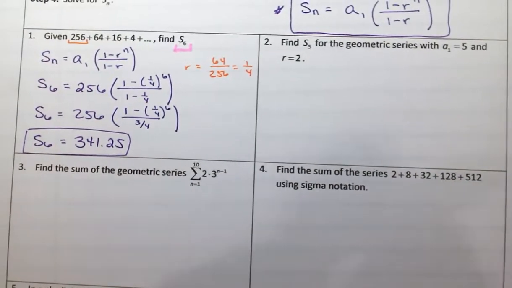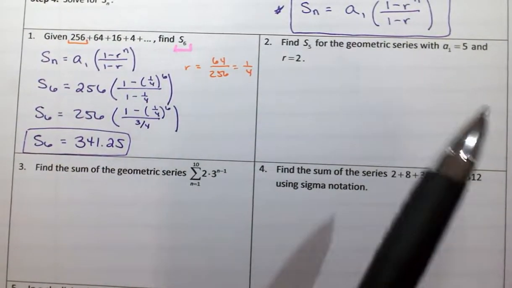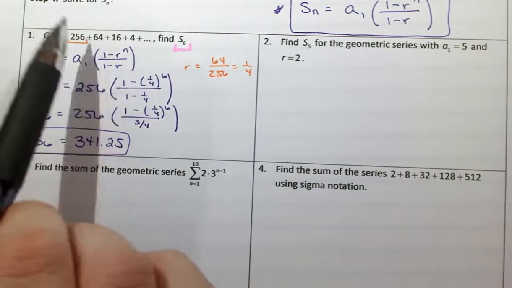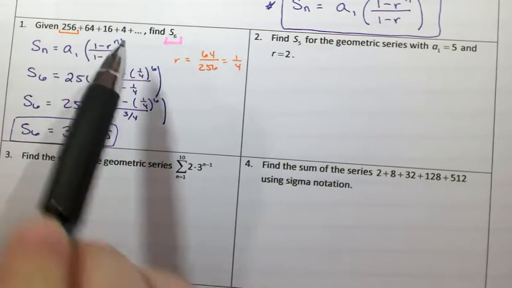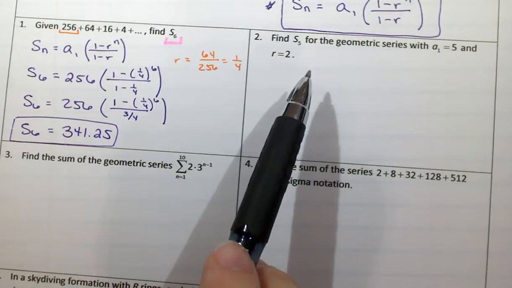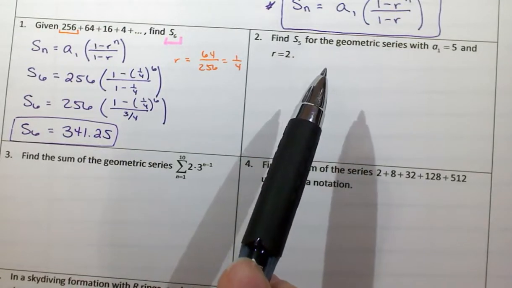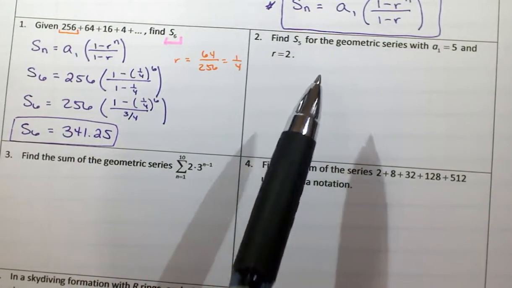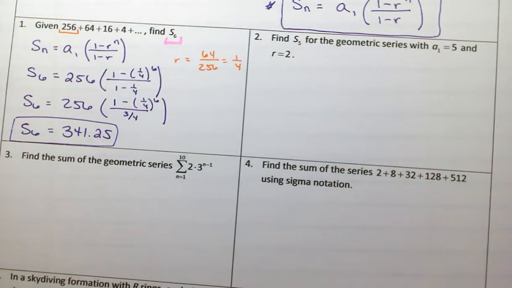So what I would like for you to do is try number 2. Now, if you notice, they don't give us a sequence. They don't give us the series written down here. But they do tell us the first term and the common ratio. And really, that's the only thing you need to know to plug into our formula. Just go ahead and take a minute and try this on your own. And when you're ready, turn the video back on.